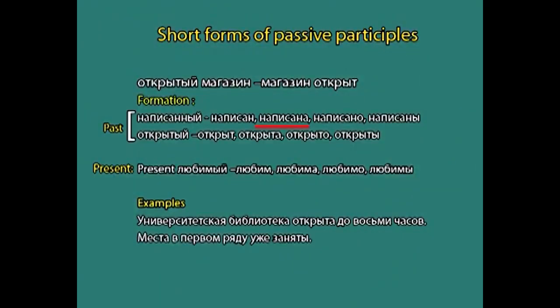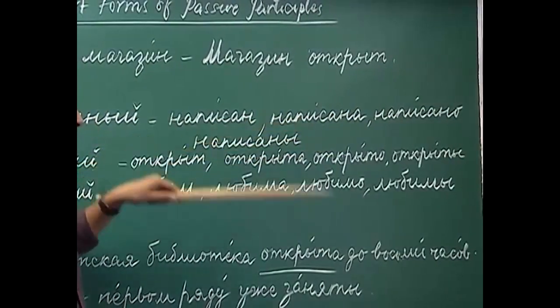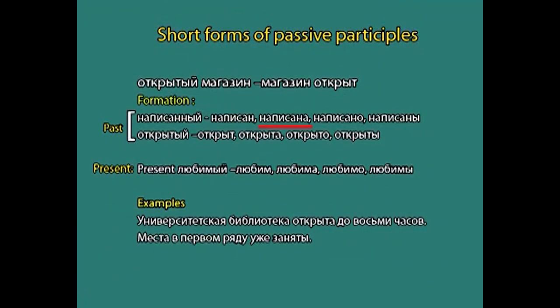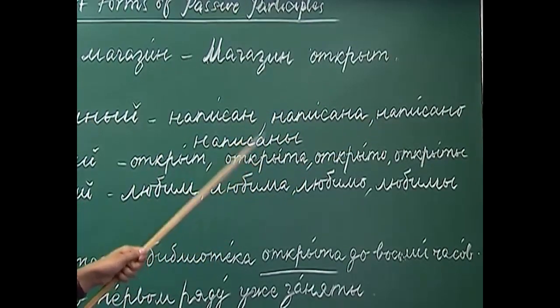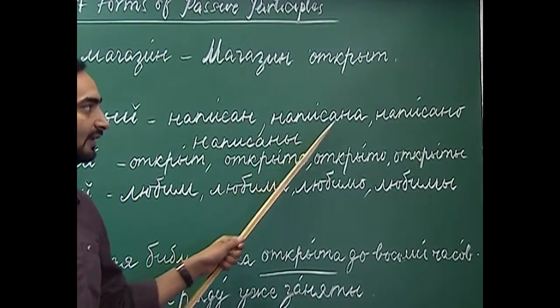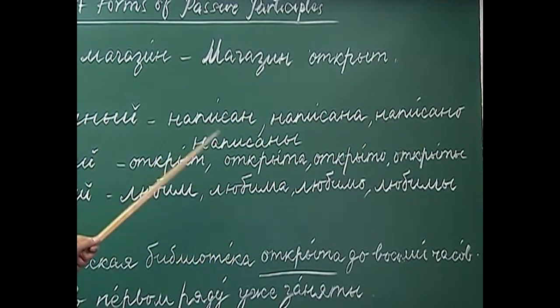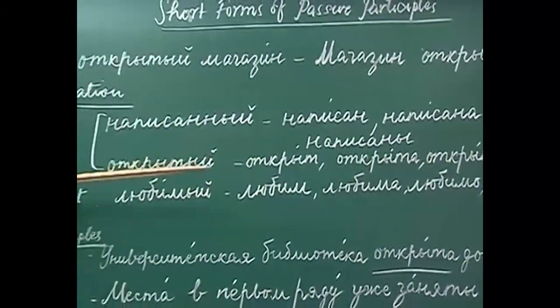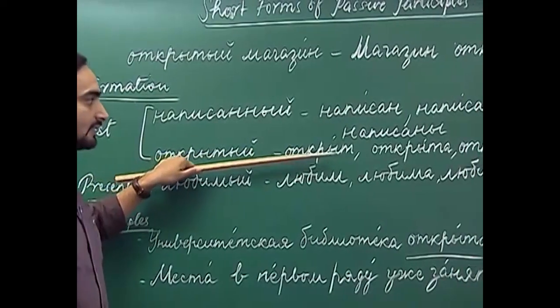So, написан is the masculine form. It has feminine, neuter and plural forms too: написан, написана, написано and написаны. So, here as you can see there are 4 forms depending on the gender and number. For masculine we have написан, for feminine we have написана, for neuter we have написано and for plural we have написаны. Similarly, открытый, which is again a past passive participle, gives открыт.